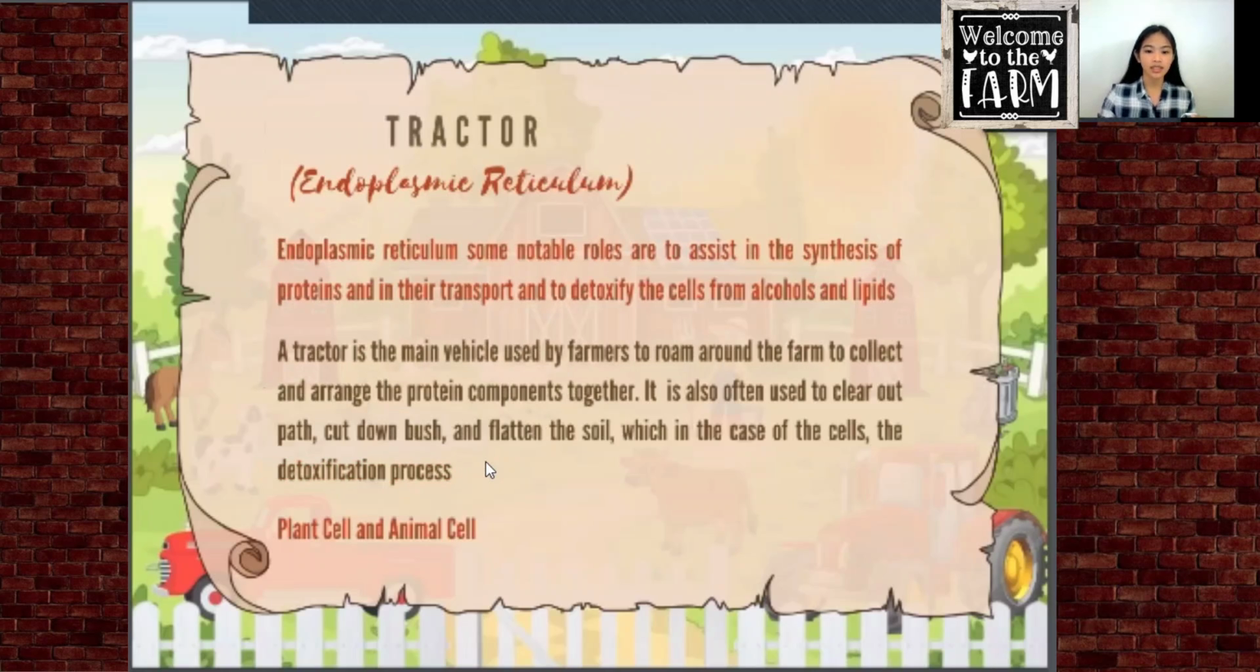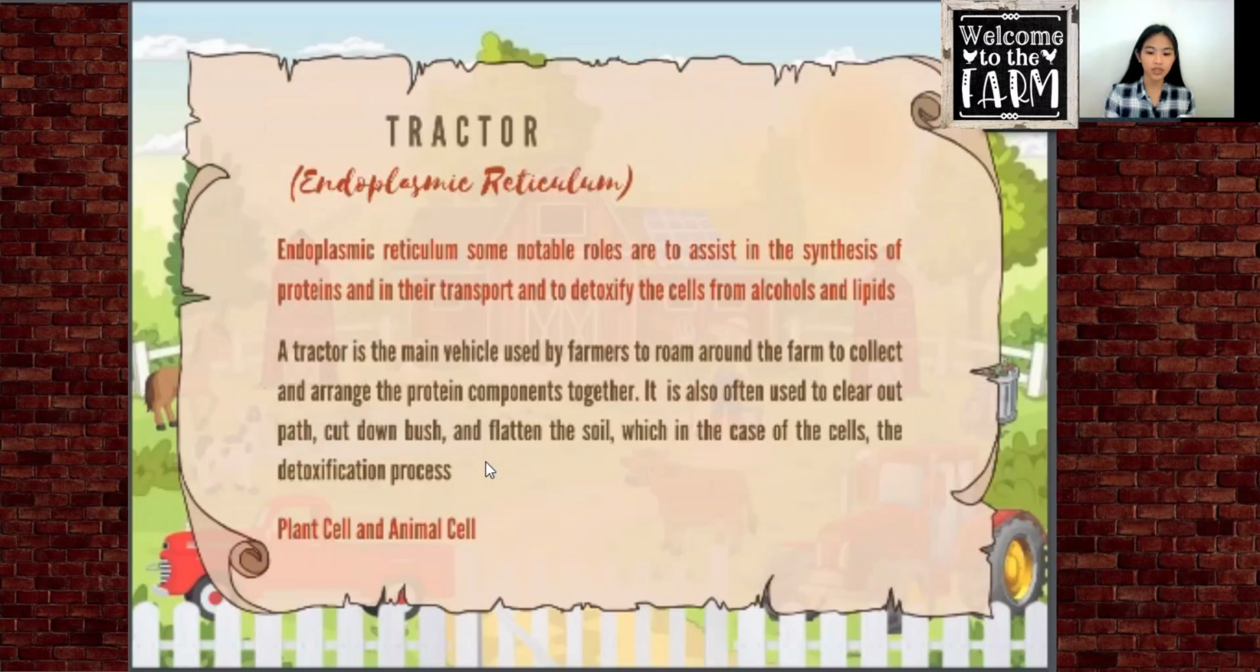The next one is the tractor, which represents the endoplasmic reticulum. In a cell, the endoplasmic reticulum has multiple rows, and some of their notable roles are to assist in the synthesis of proteins and in their transport, and to detoxify the cells from alcohols and lipids. Meanwhile, in a farm, a tractor is the main vehicle used by farmers to roam around the farm to collect and arrange the eggs, milk, wool, and meat, or simply the protein components together.